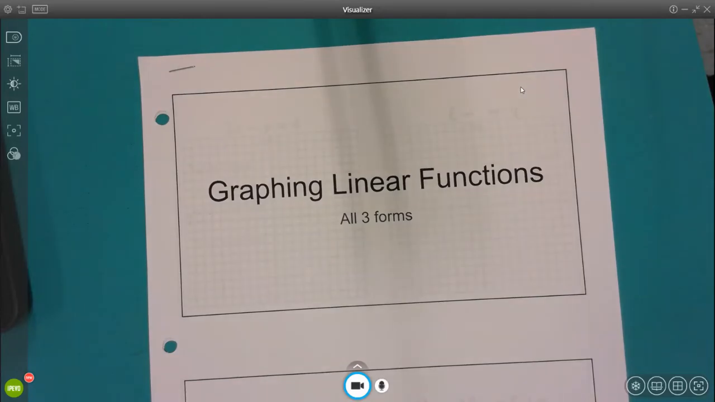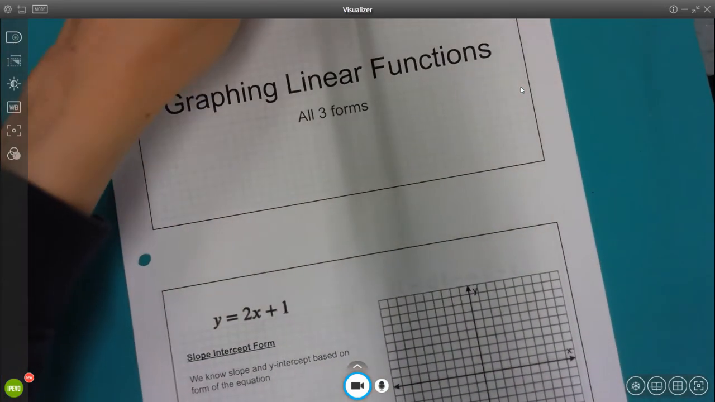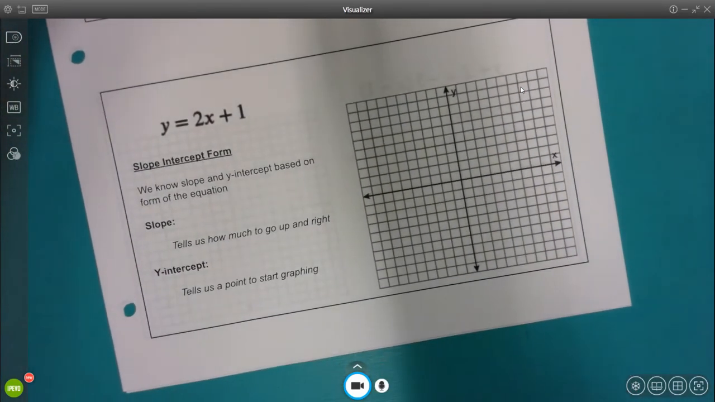So this lesson is going to go over graphing linear functions. One thing I would suggest is that you have a ruler handy so that you can draw straight lines. So the first thing we're going to look at is our slope-intercept form example.